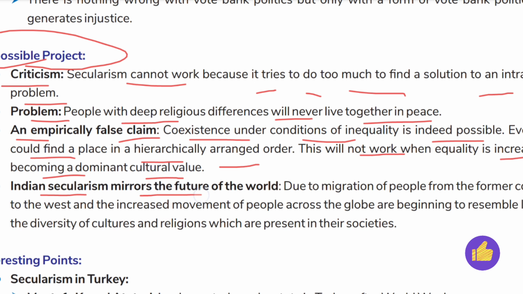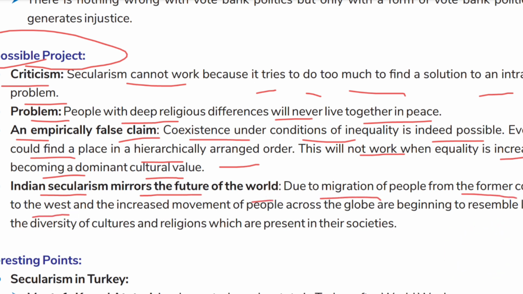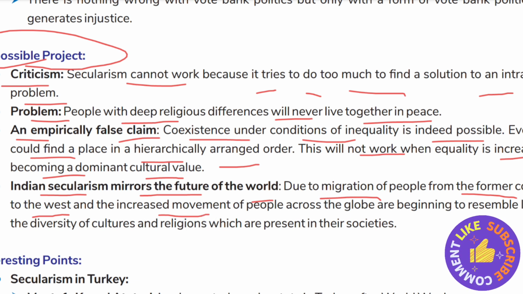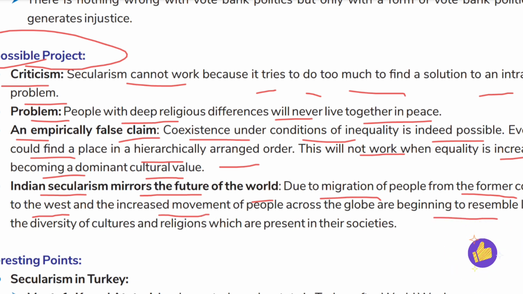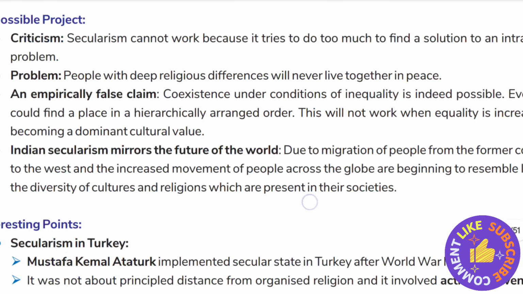Indian secularism mirrors the future of the world. Due to the migration of people from the former colonies to the West, and the increased movement of people across the globe, societies are beginning to resemble India in the diversity of cultures and religions which are present in them.